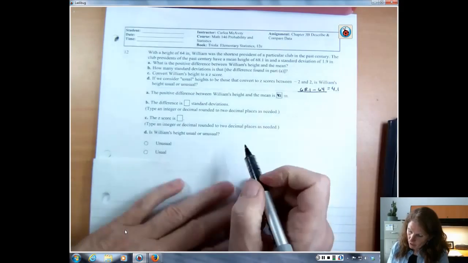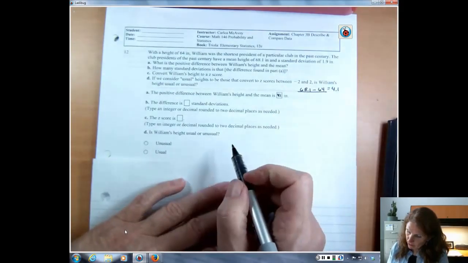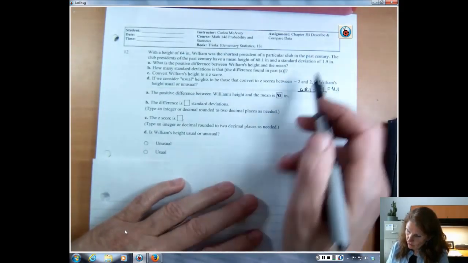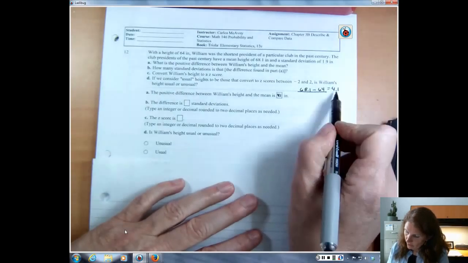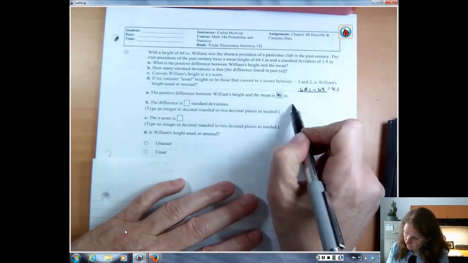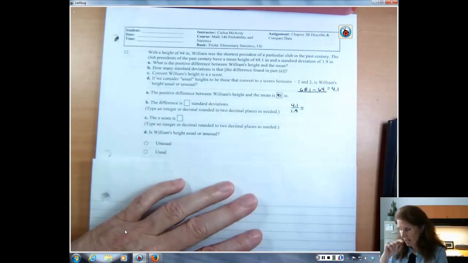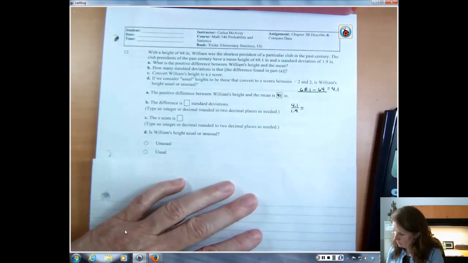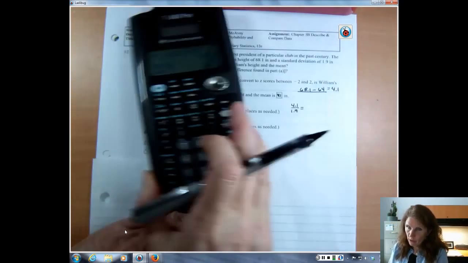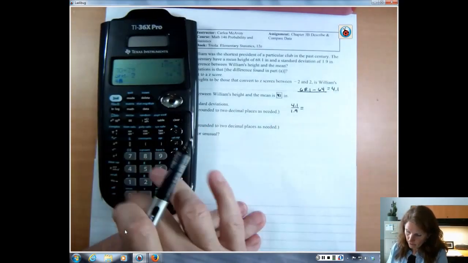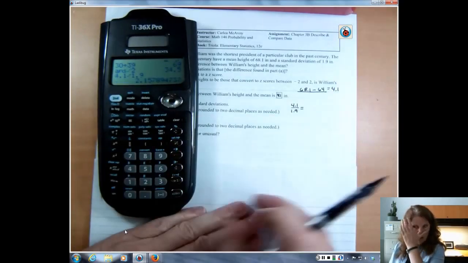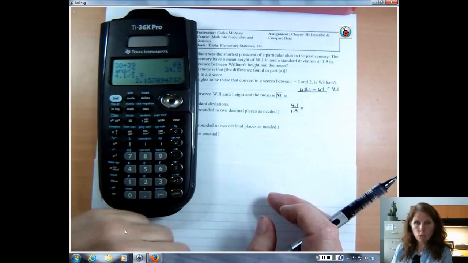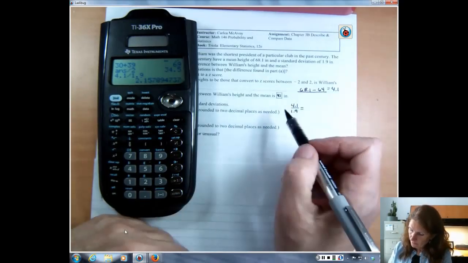All right, and the difference is how many standard deviations? Well, the standard deviation that we had was 1.9. So I can take 4.1 and divide by 1.9, and that's going to tell me how many standard deviations that he was. So I'm going to do that, 4.1 divided by 1.9. And to 2 decimal places is what they say, so 2.16.